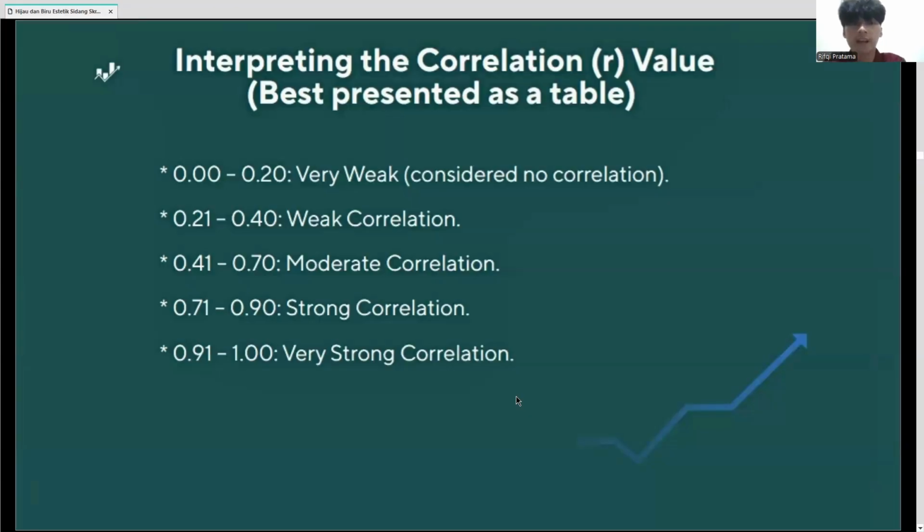Interpreting the correlation r values, presented as a table. Between 0.00 and 0.20, very weak, considered no correlation. 0.21 to 0.40, weak correlation. 0.41 to 0.70, moderate correlation. 0.71 to 0.90, strong correlation. 0.91 and 1.00, very strong correlation.